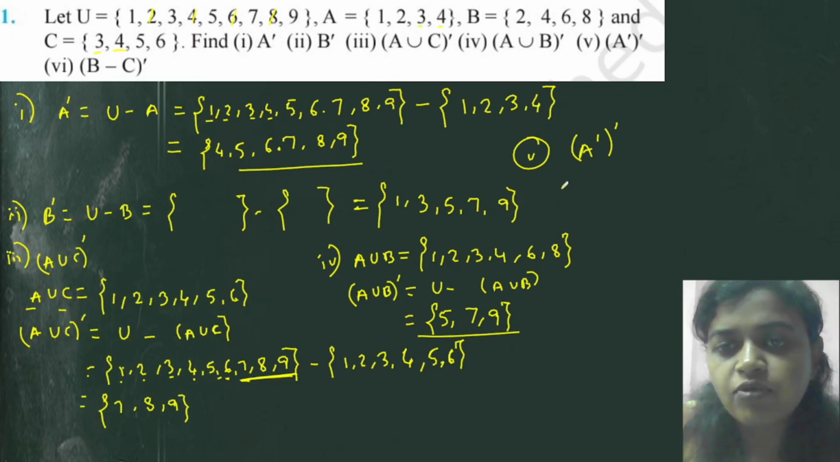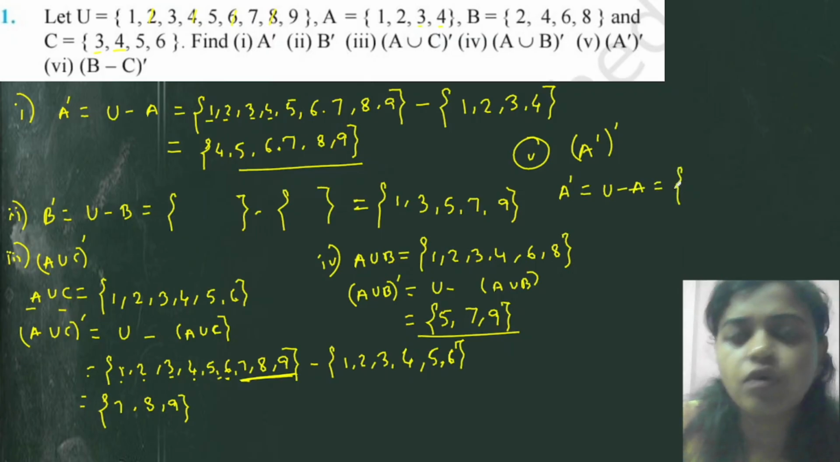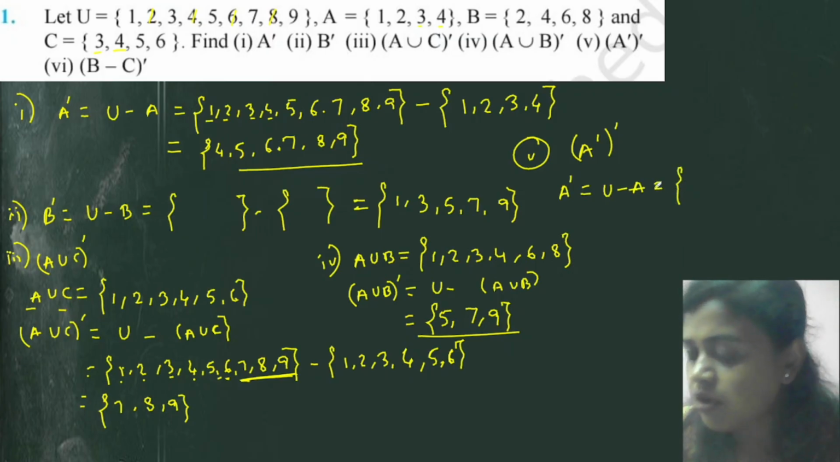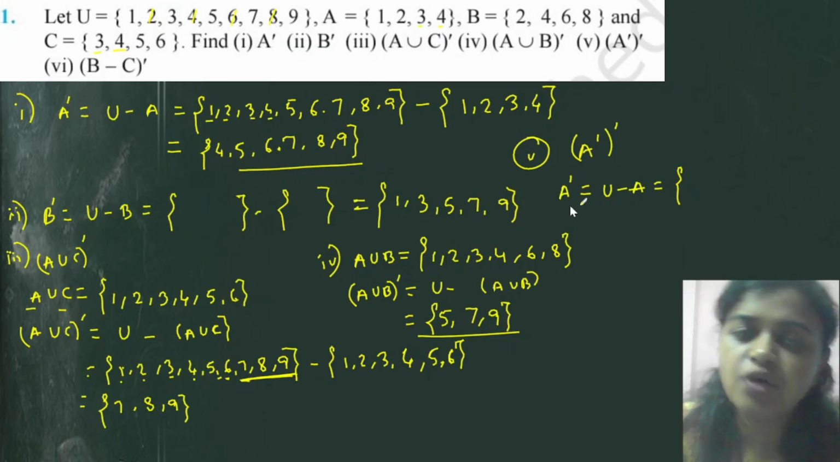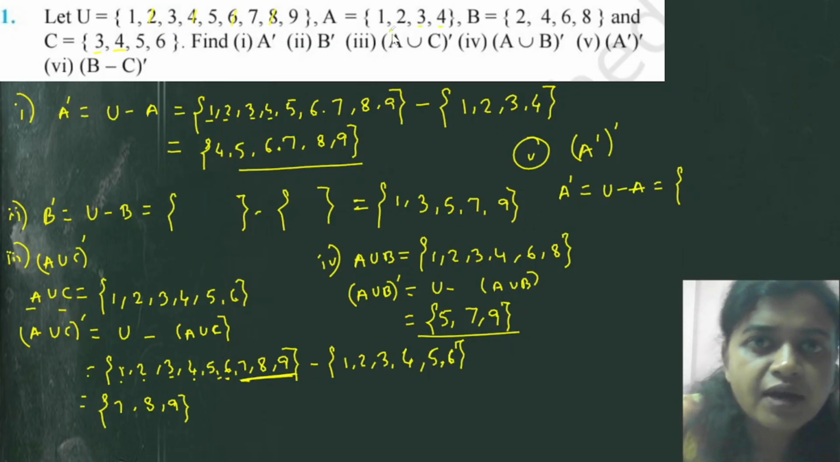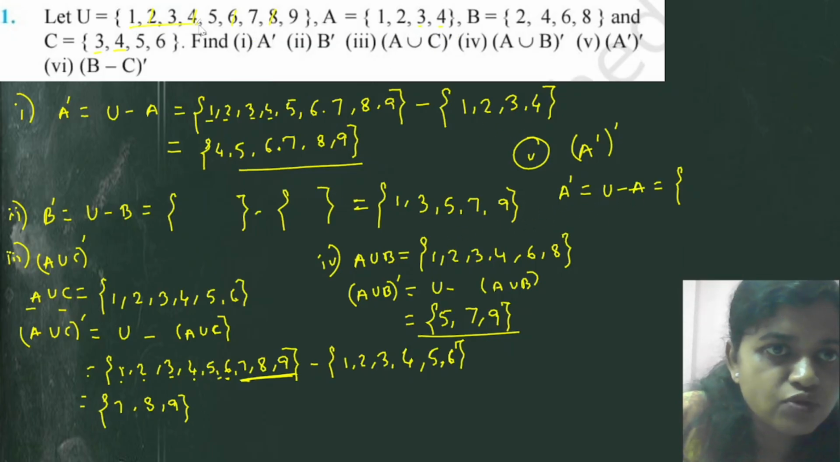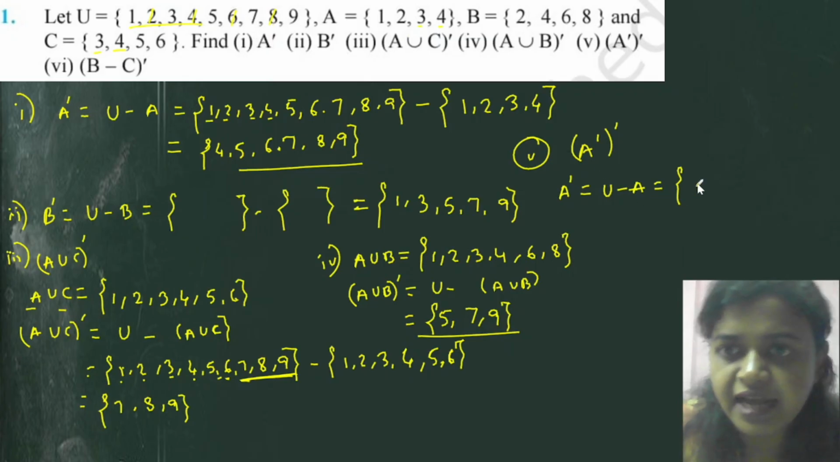Okay, so now we will write A complement. What is A complement? U minus A. U minus A means we have to remove all the elements of A from U. So A is 1, 2, 3, 4. So you have to remove 1, 2, 3, 4. We will get 5, 6, 7, 8 and 9.